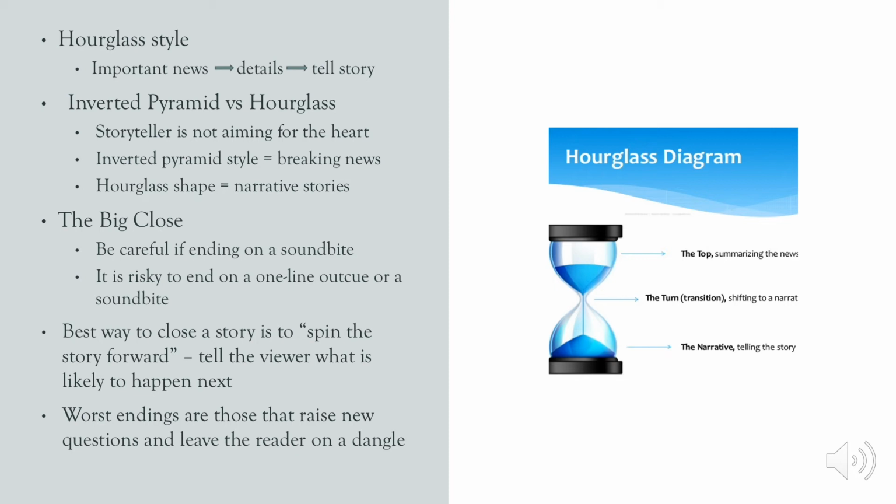The best way to close a story is to spin the story forward. This is telling the viewer what is likely to happen next. And the worst endings are ones that leave the viewers with questions and leave them on a dangle.